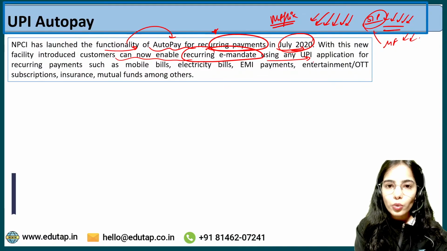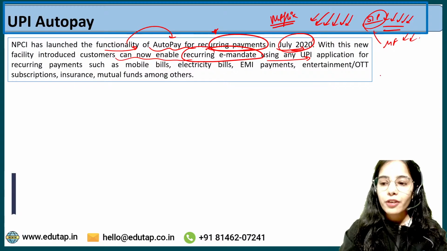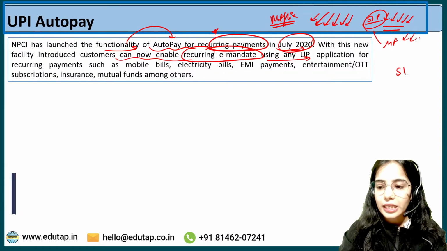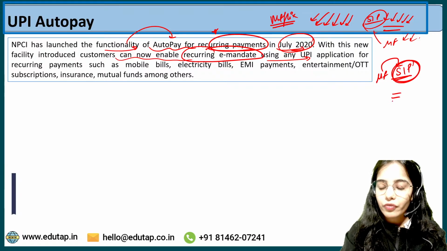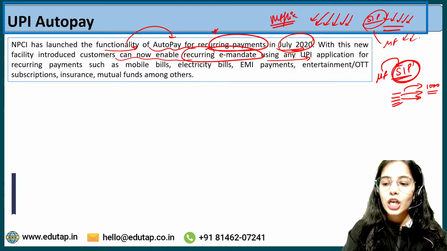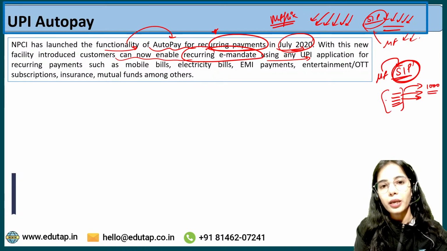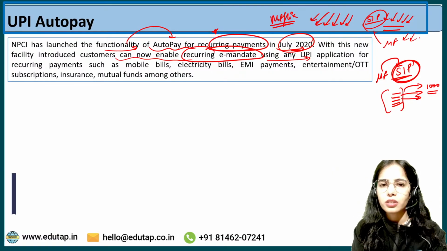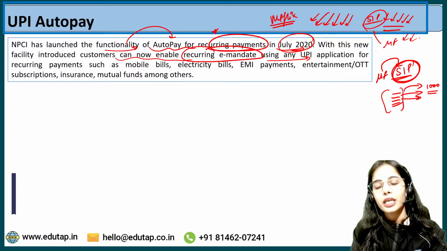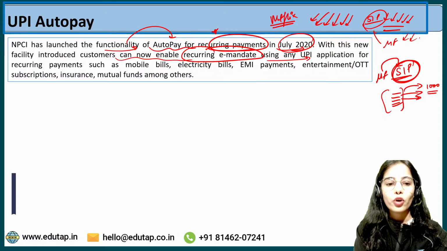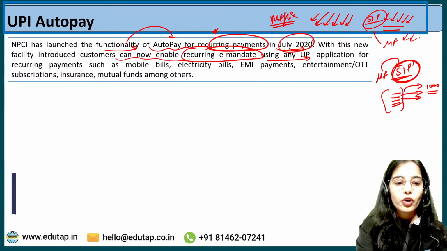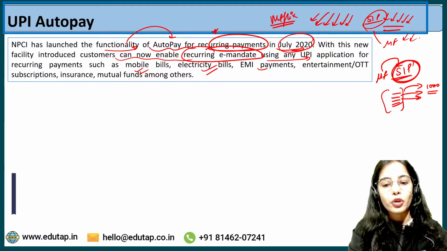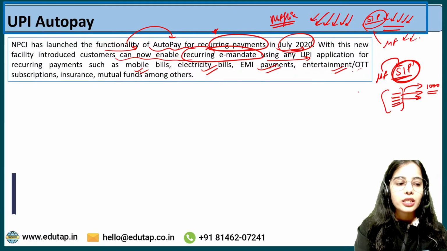With this new facility introduced, customers can now enable recurring e-mandate, electronic mandate, using any UPI application. So through your Google Pay also, through your PhonePe also. Let's say you are doing a mutual fund systematic investment plan, and every week you want to invest 1,000 rupees in a particular mutual fund, so you can have the autopay e-mandate, the electronic mandate, and every week, every month, whatever information you have provided in that form, the money will be deducted for your mutual fund, for your mobile bills, for your electricity bills, for your EMI payments, or for your entertainment, OTT subscriptions and such.